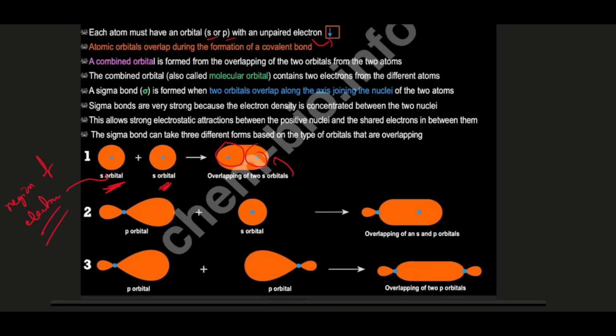Okay, the combined orbital is formed from the overlapping of the two orbitals from the two atoms. The combined orbital contains two electrons from the different atoms, isn't it? Like one electron is being donated from here and another electron is being donated from there, right? This results in the production of that, which we write in the diagram. This bond is basically what? Sigma bond. Am I clear? You understand?